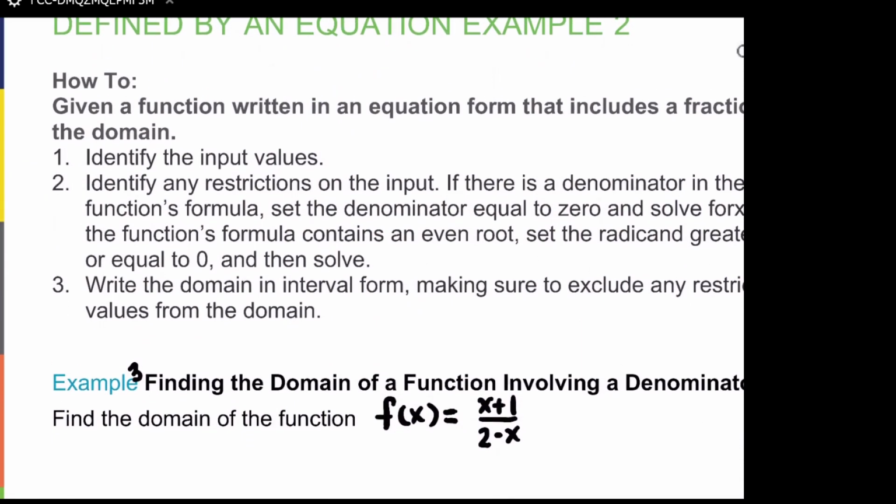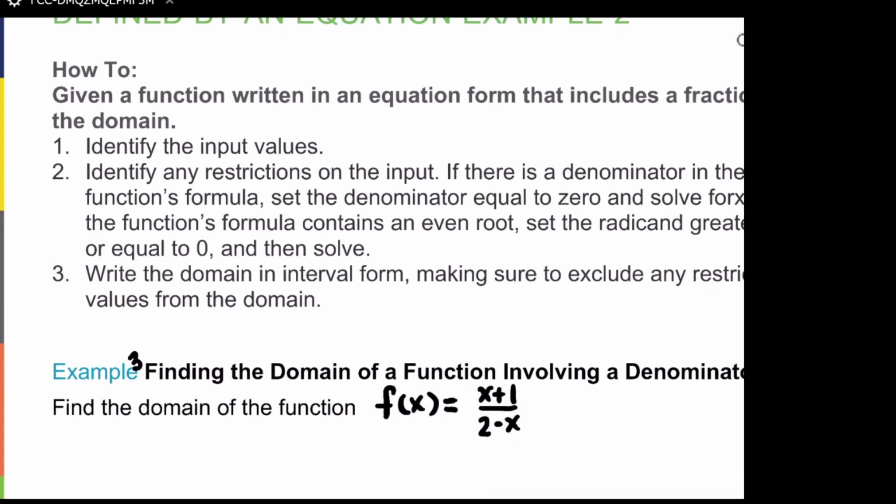So, how to, given a function written in equation form that includes a fraction, find the domain. Again, identify the input values, identify any restrictions. So here is the thing with fractions. If there is a denominator in the function's formula, that denominator can't equal 0, because you can't divide by 0. If what is on the bottom of a fraction equals 0, then you get an undefined answer.